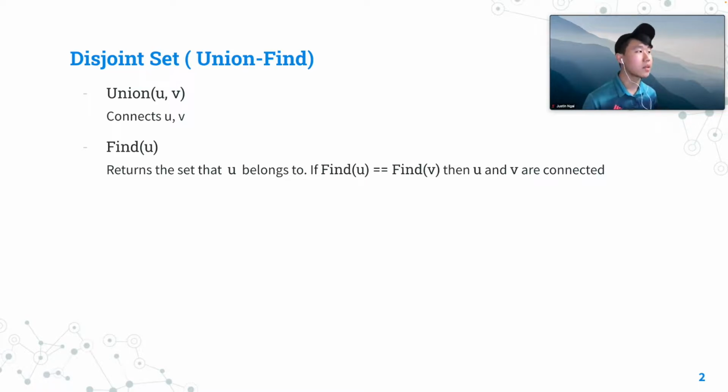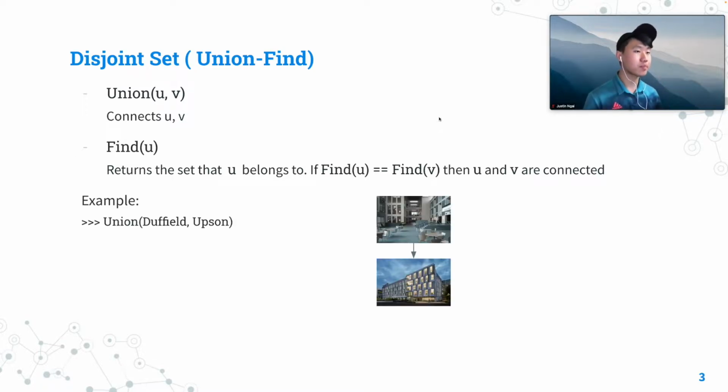And this function can be adapted to check, say, if two items are connected or if two items are in the same set. A way you can do that is you call find on U, then you call find on V, and you just compare the output. If the output is the same, that means they belong to the same set, meaning they are basically connected. So let's run through a quick example to see why this would be even helpful.